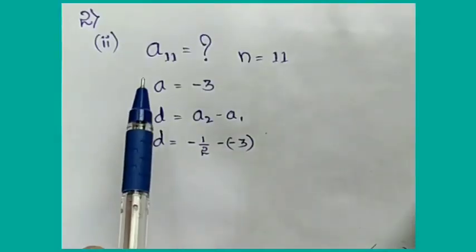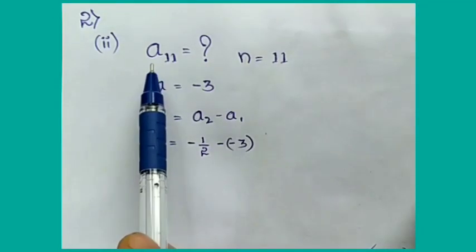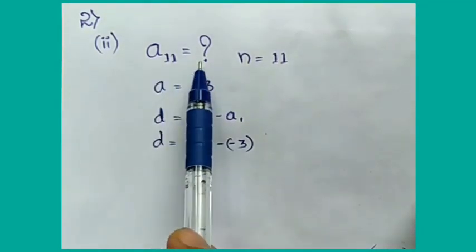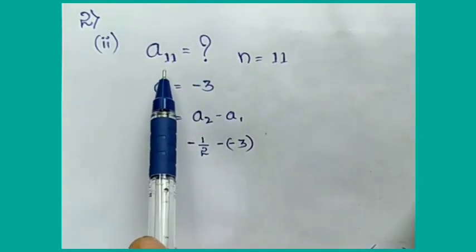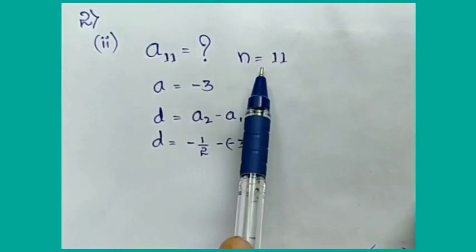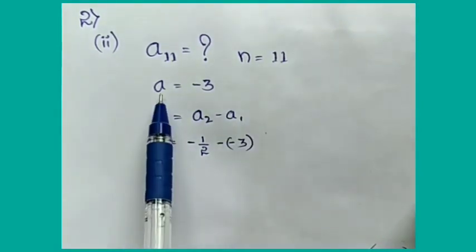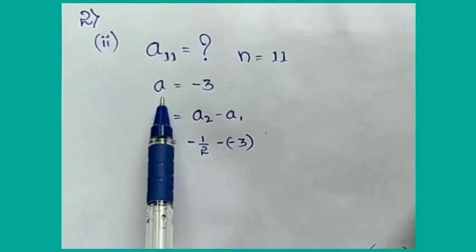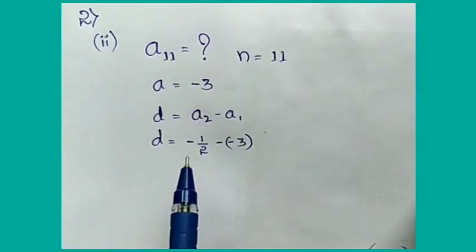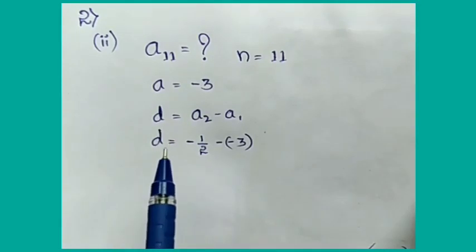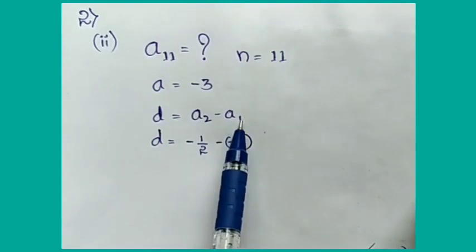First you write the given terms. Here you have to find the 11th term, so I will write A11 as our question mark. A11 means in place of n they have given 11, so n equals 11. The number of terms is 11, and they have given an AP in which the first term is minus 3, but they didn't mention the common difference, that is D. For that, we know the formula, D equals A2 minus A1.